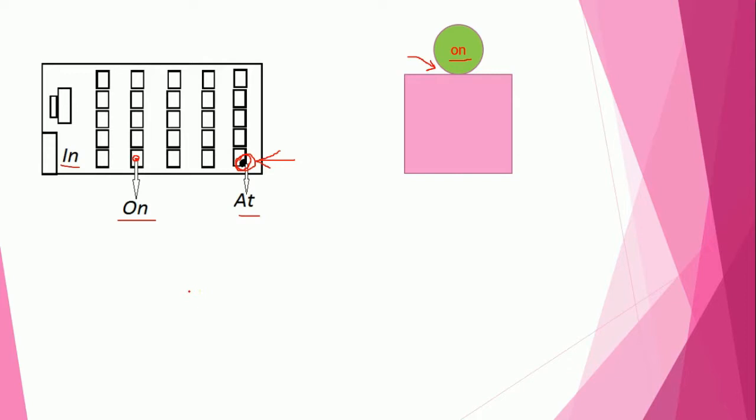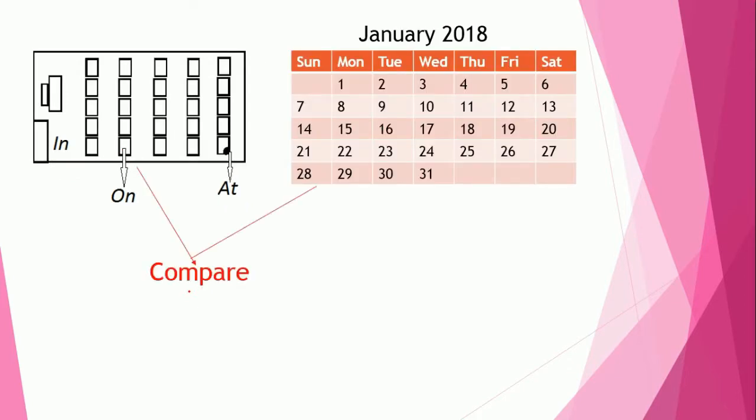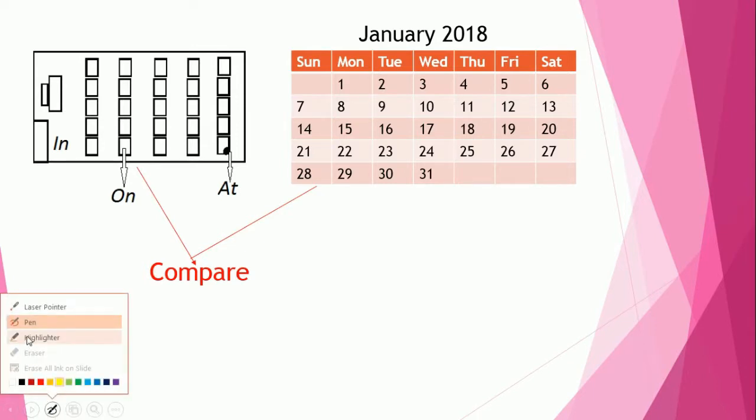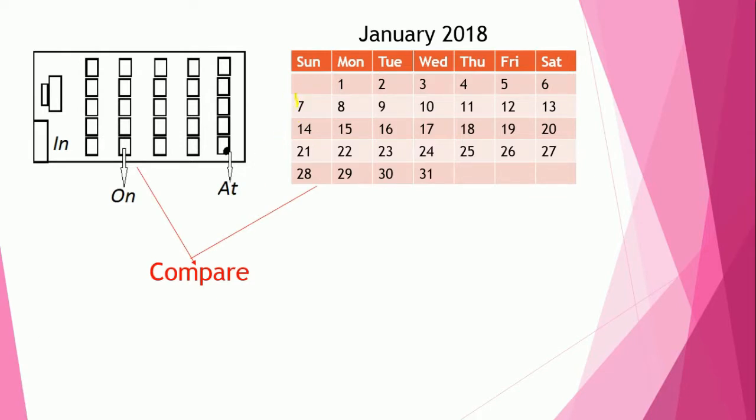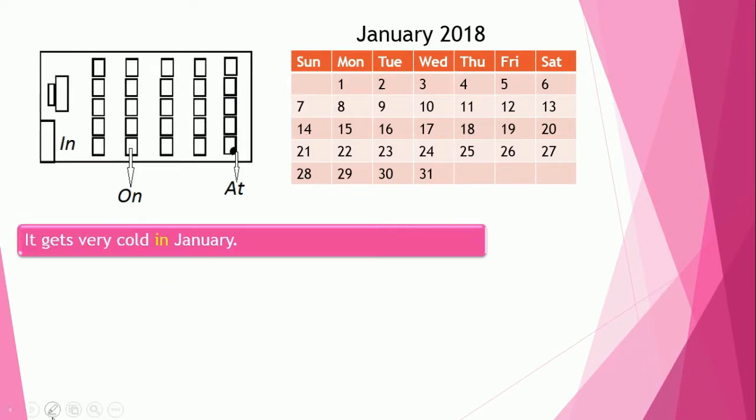Now we compare this classroom with a calendar. Now suppose it's January 2018 and this whole month we will compare with the classroom, and the particular days, Sunday, Monday, Tuesday, 1, 2, 3, etc., are like a bench of the classroom. Similarly, as we use the preposition in before the class and on before the bench, we will now use in before the month or year, which is like a classroom, and on before the particular day, which is like a bench of the student. Such as, it gets very cold in January. Here in is placed before the month January.